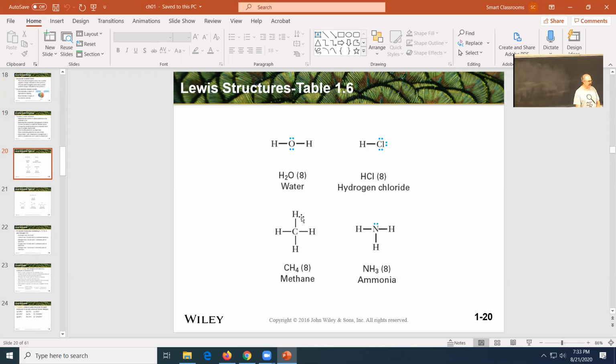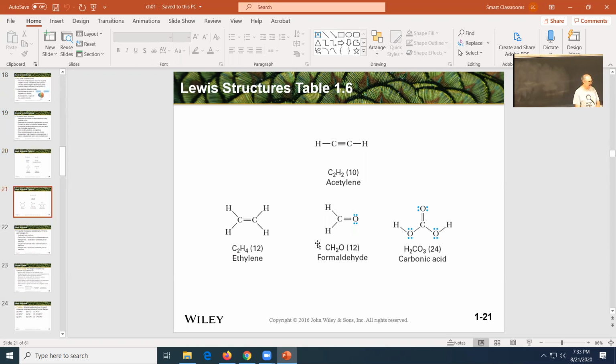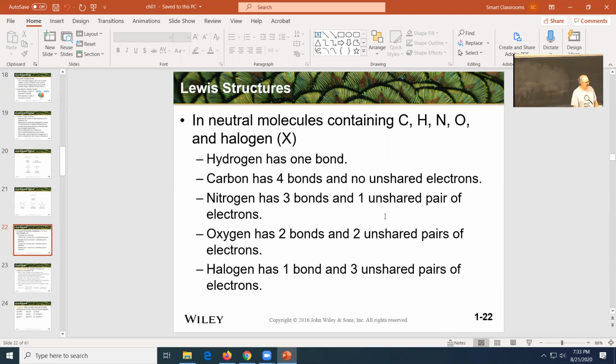Okay, here are some examples of Lewis structures. Here are some with multiple bonds, double bonds and triple bonds. Okay, but these are some general rules that you'll get used to because most of what we're drawing, most of what we'll be working with, deals with just a few elements, plus occasionally some others.